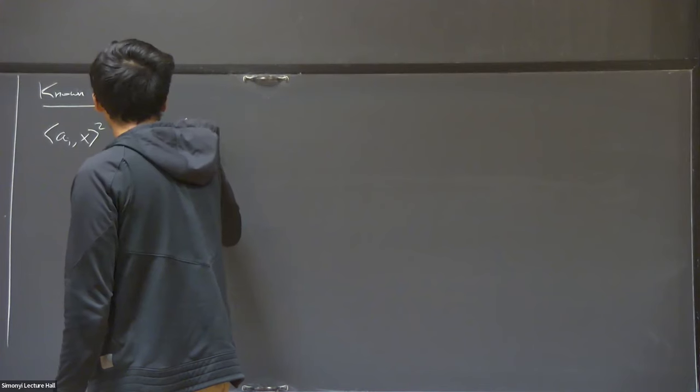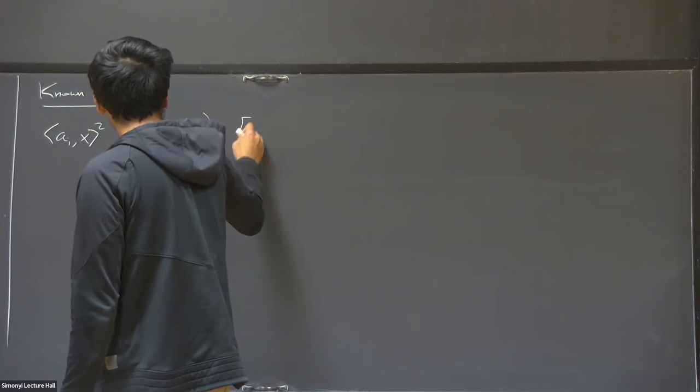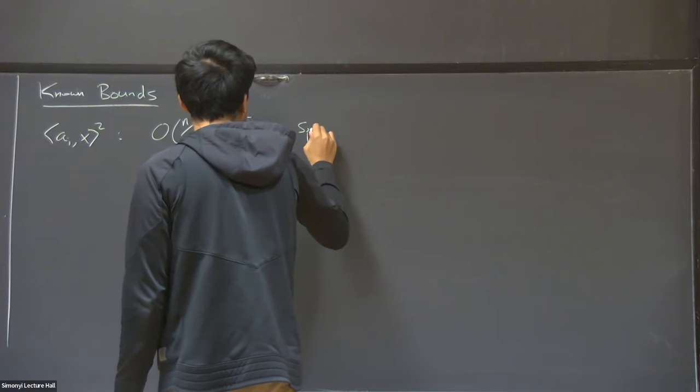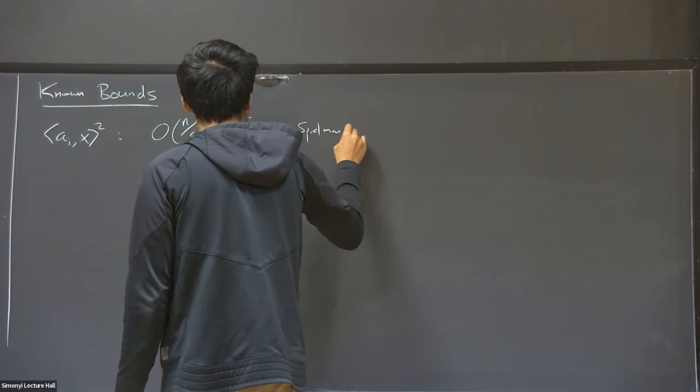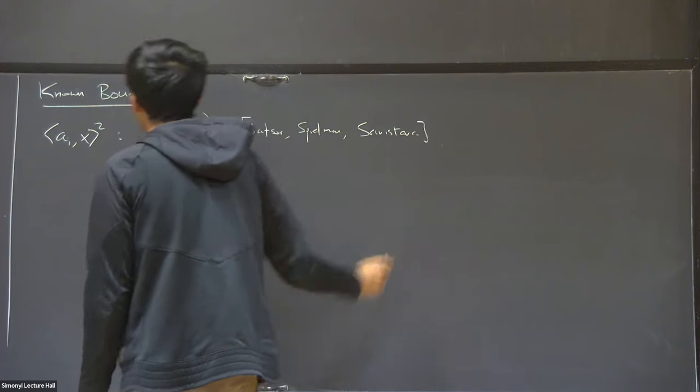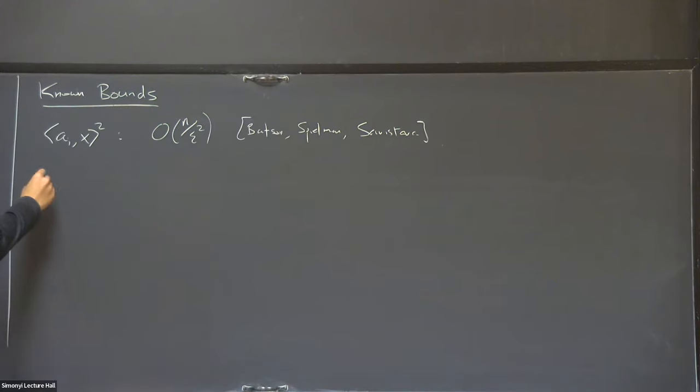n over epsilon squared, no logarithmic factors. This is Batson, Spielman, Srivastava. This is, to be honest, quite surprising in some sense.